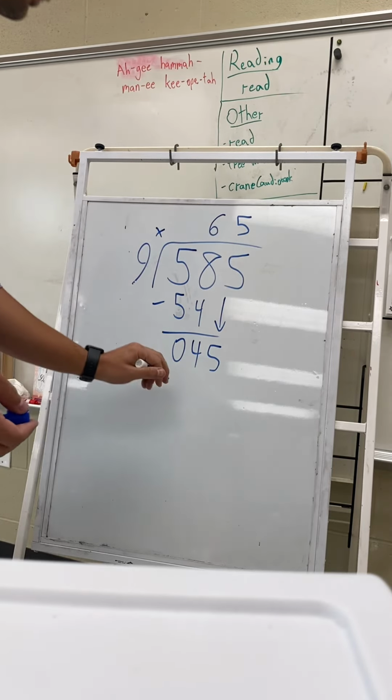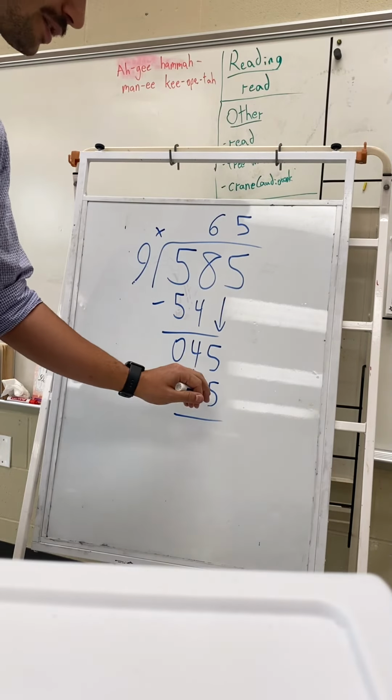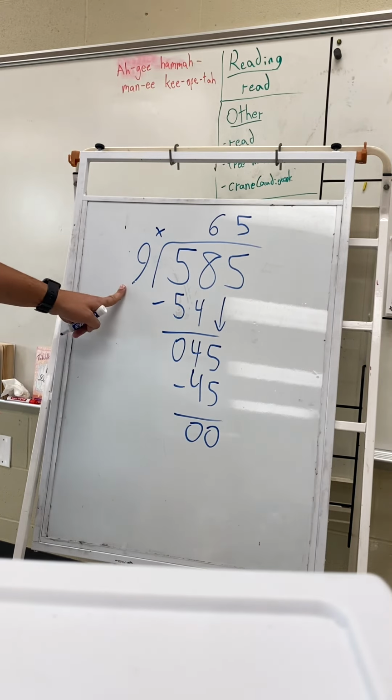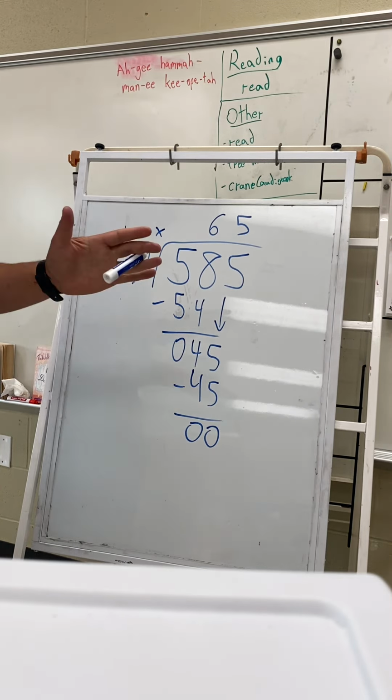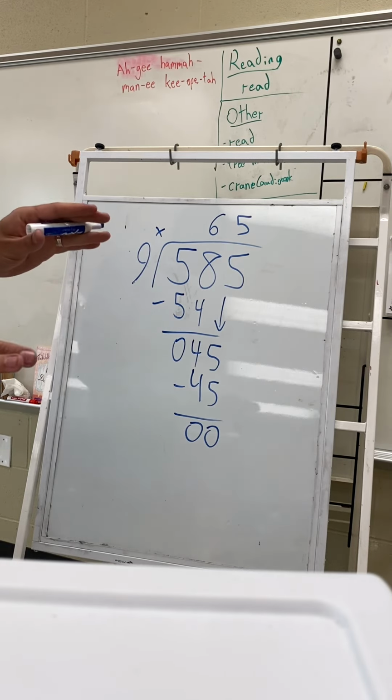9 times 5 gets us 45. And then we subtract 5 minus 5, that gets us 0. 4 minus 4, that gets us 0. Now I think, can 9 go inside of 0? No, it can't. And there's nothing left to bring down, so it is 65 with no remainder for number 1.